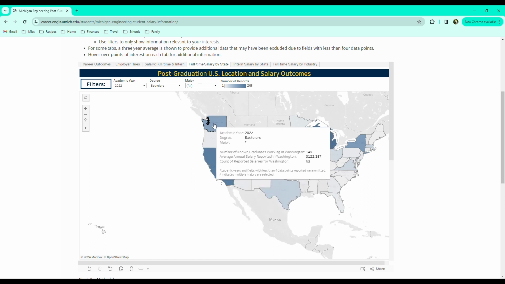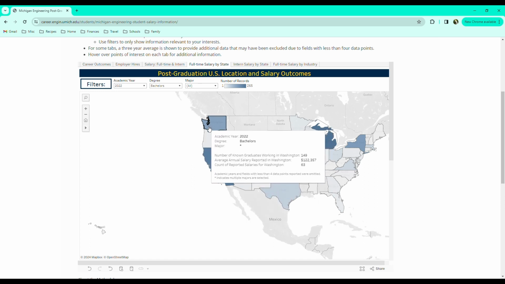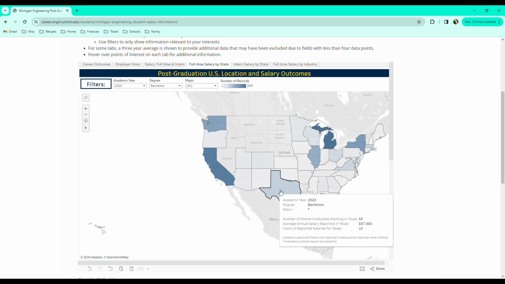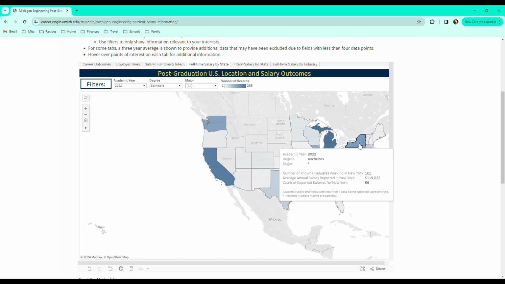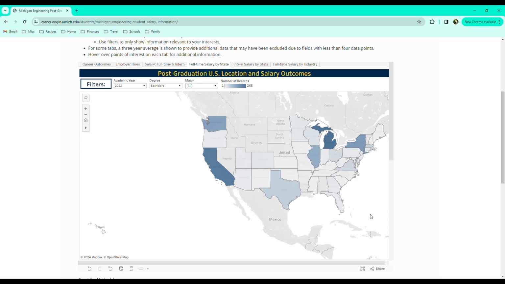So indicating that the school is well known and appreciated by places that are not just in the surrounding states or the same states. So if we look at Washington, that number is 145. Texas kind of drops off, but if we go to New York, we're still at 161. So there are a lot of graduates from University of Michigan that are going other places. They're able to be mobile. They're well known and well recognized in other states, which is a really positive thing.